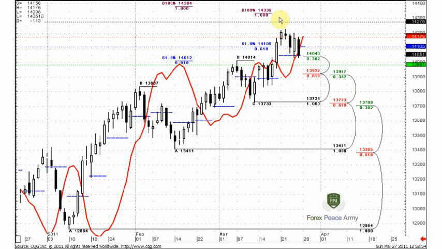Concerning targets on the daily time frame, the first target is 133.36, just above the market from this ABC pattern. From the larger ABC, we have the next target 133.84, which stands above the market.